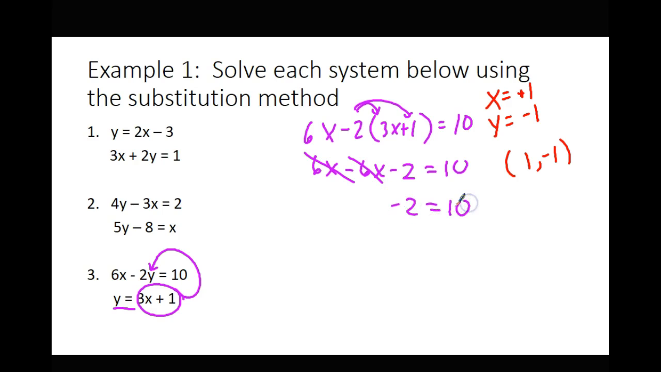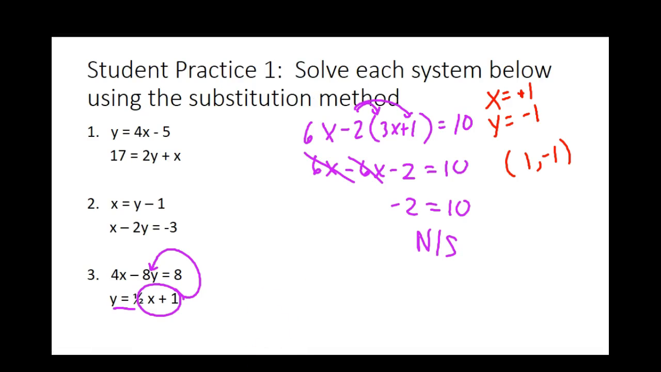Do you guys remember what that means? That's no solution. What does that mean about these 2 lines? If I graph them, they would be parallel. They would be parallel if I graph them. They don't touch. So that's systems of equations with substitution. So we're finding the point where they cross without actually graphing them.